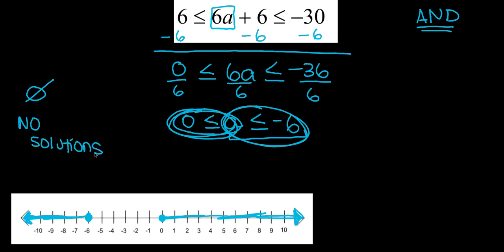to this problem. That's not always going to be the case when a question looks like this. In fact, most of the time there will be solutions. But in this case, since it is an AND question that looks like an OR question, we're going to get no solution.